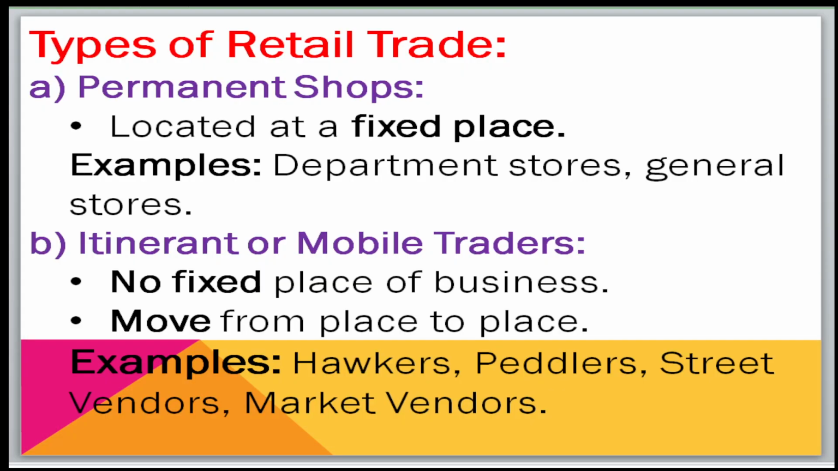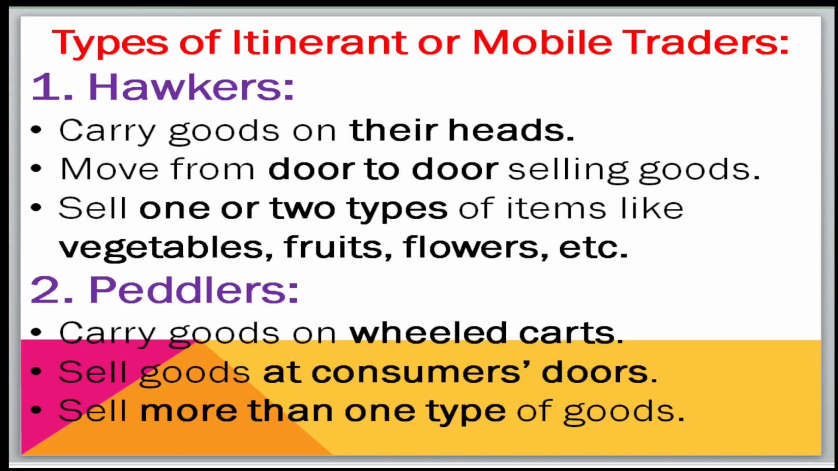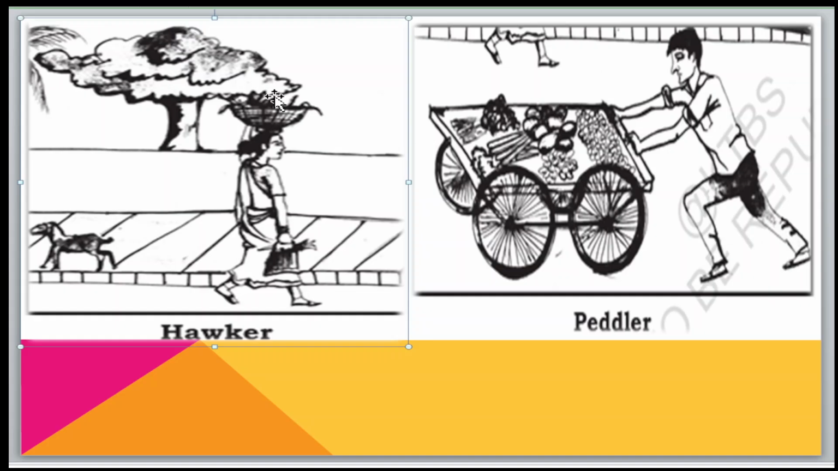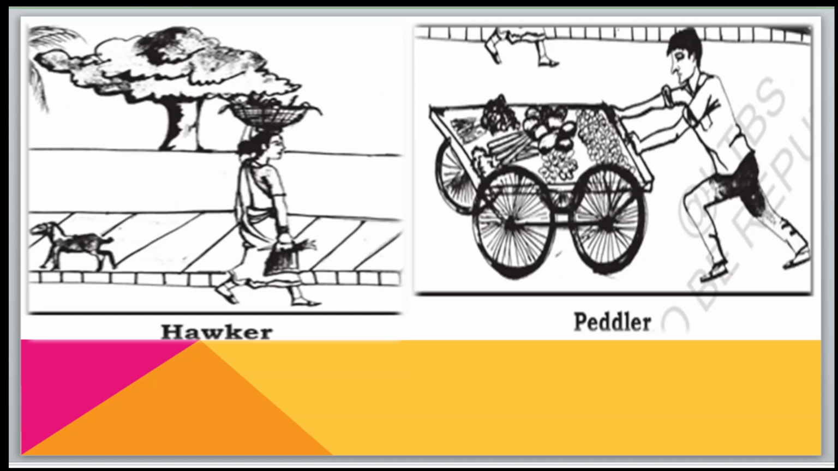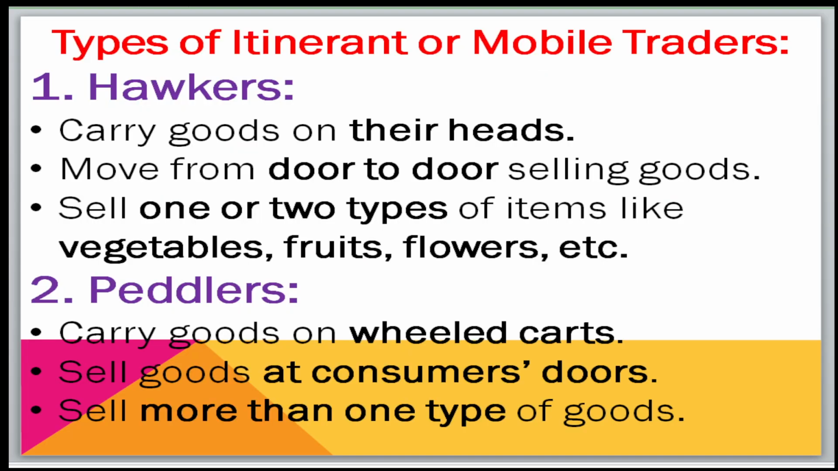Now come to the types of mobile traders one by one. First one is hawkers, who carry goods on their heads. Here is an example. Next, they move from door to door selling goods. Third, they sell one or two types of items like vegetables, fruits, flowers, etc. They can sell only two to three goods at a time. These are the hawkers. Next one is peddlers. Peddlers carry the goods on a wheeled cart.